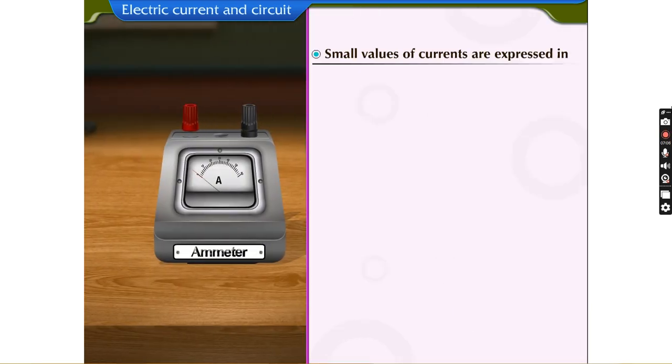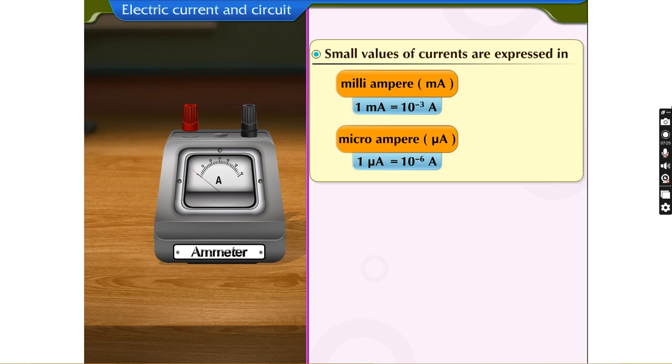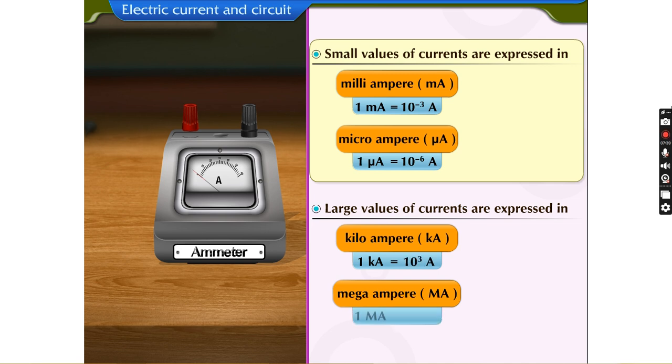Small values of currents are expressed in milliampere and microampere. 1 milliampere is equal to 10 to the power minus 3 amperes. 1 microampere is equal to 10 to the power minus 6 amperes. While large values of currents are expressed in kiloampere and megaampere. 1 kiloampere is equal to 10 to the power 3 amperes. 1 megaampere is equal to 10 to the power 6 amperes.